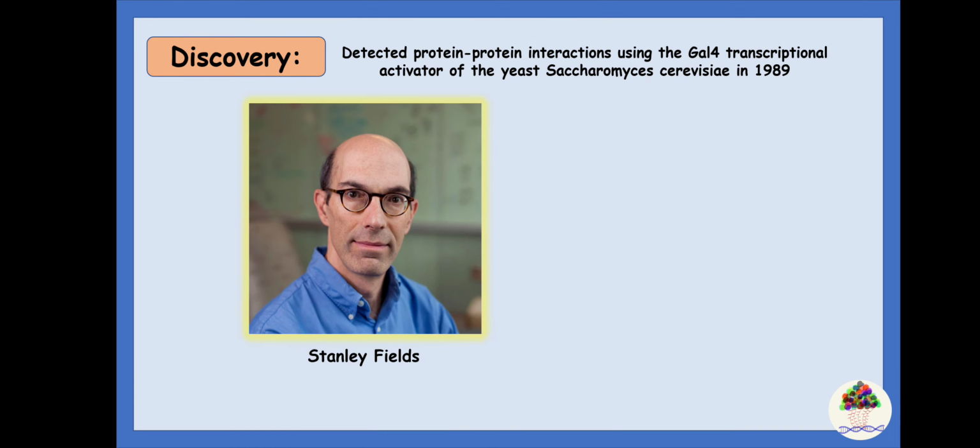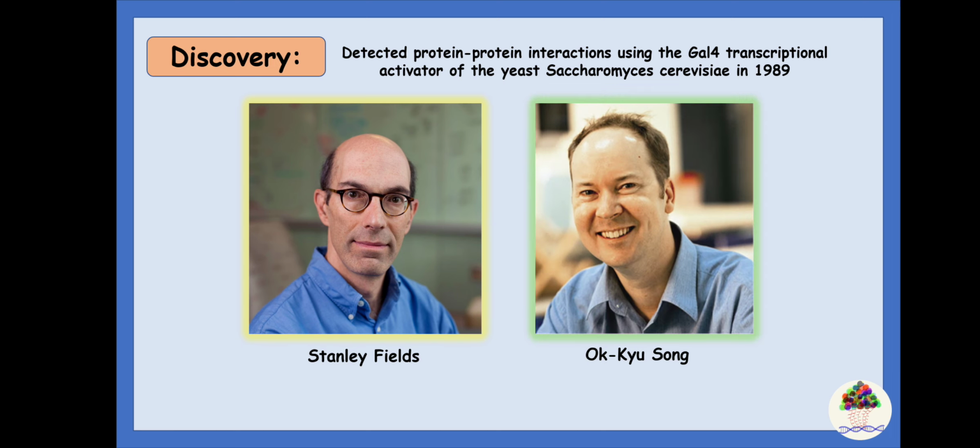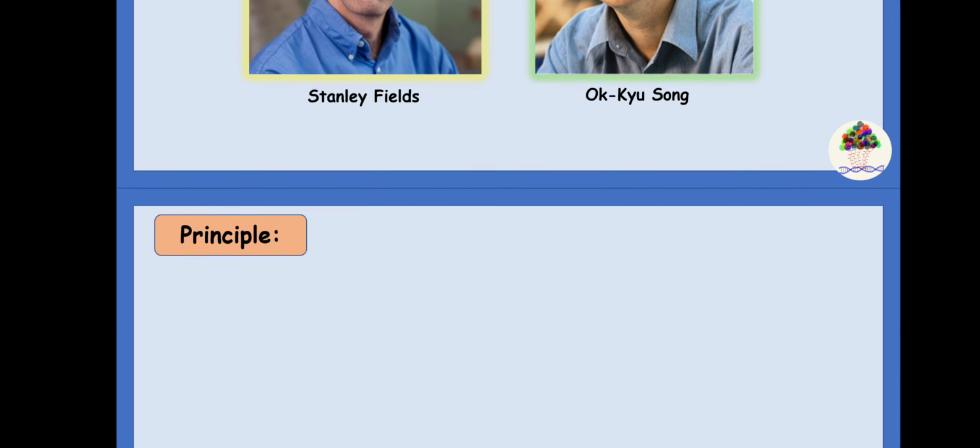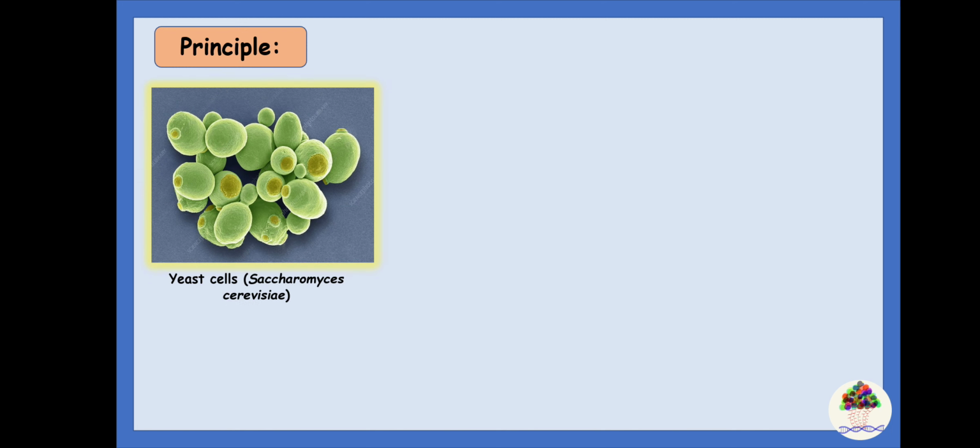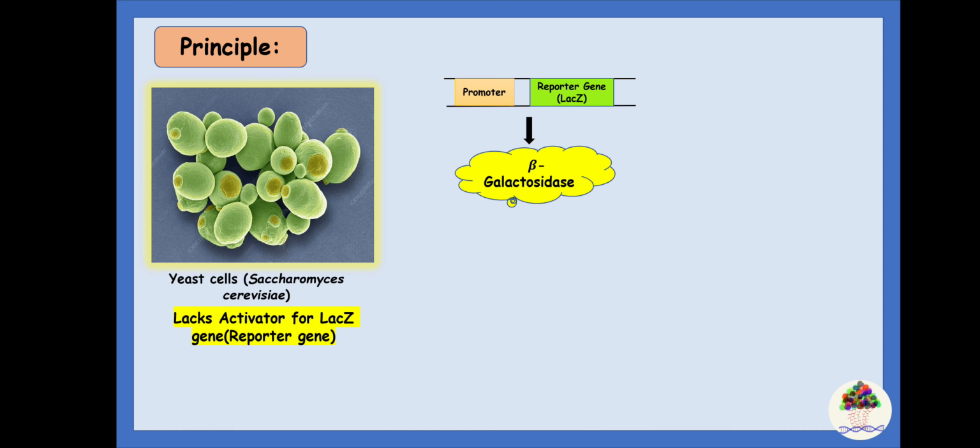So, the discovery process. A group of scientists named Stanley Fields and Ok-Kyu Song first detected protein-protein interactions using the GAL4 transcriptional activator in yeast Saccharomyces cerevisiae in 1989. The basic principle is that we need yeast cells, Saccharomyces cerevisiae, for the yeast two-hybrid system, which lack the activator for the LacZ gene, which is a reporter gene. And this reporter gene, the LacZ gene, codes for beta galactosidase.